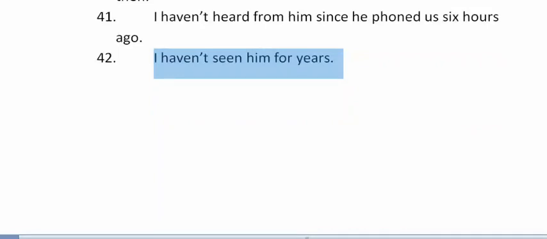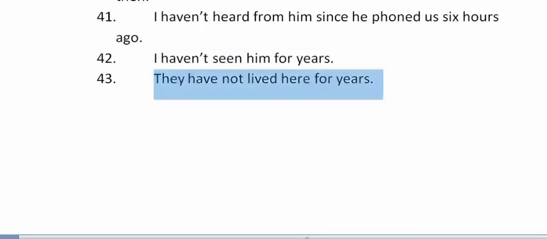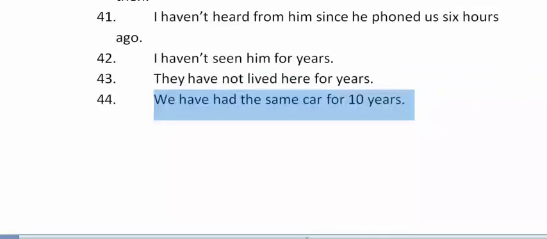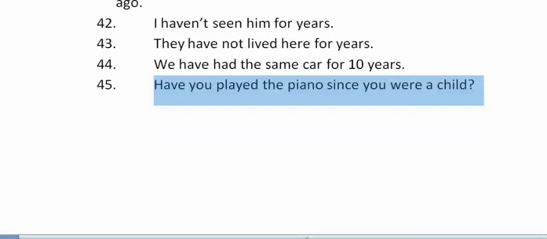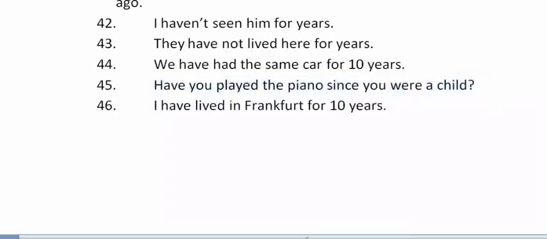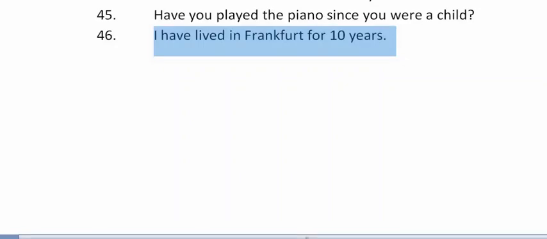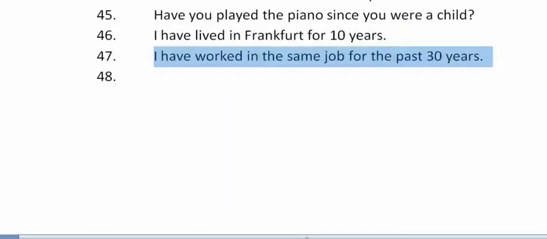I haven't seen him for years. They have not lived here for years. We have had the same car for 10 years. Have you played the piano since you were a child? I have lived in Frankfurt for 10 years. I have worked in the same job for the past 30 years.